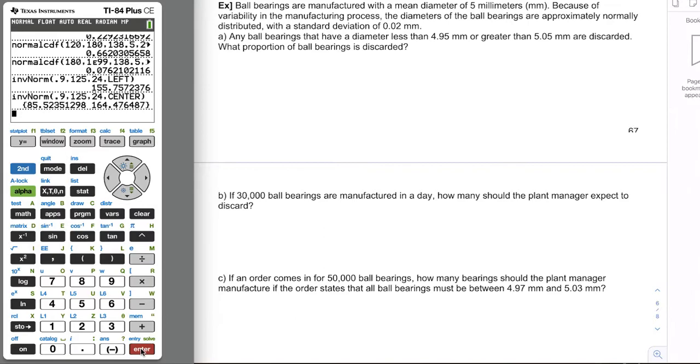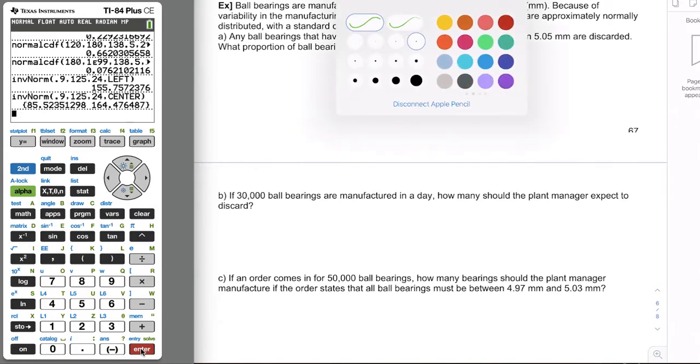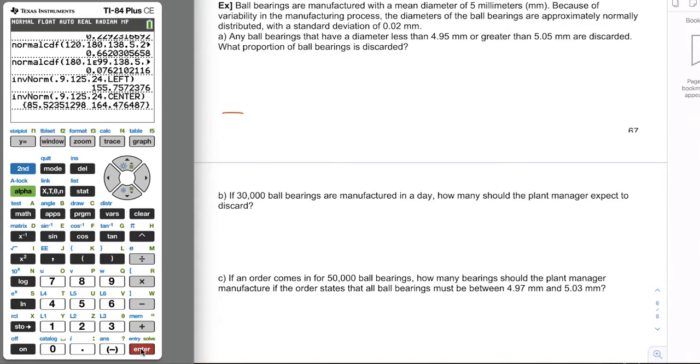Okay, let's draw it first so we can sort of figure out what it's asking us here. We know that manufacturing isn't perfect and some of the ball bearings are just too far off from what they're supposed to be, that they have to be tossed out. Okay, so the mean in the middle is 5. So it says any ball bearing with a diameter less than 4.95 is discarded. So that's over here. So I'm shading the area of the discarded ball bearings, or greater than 5.05, that's over here. Okay, what proportion of ball bearings is discarded?